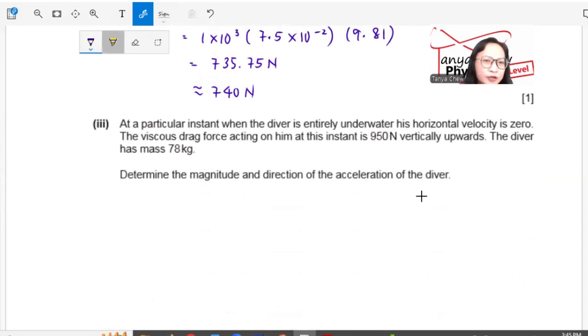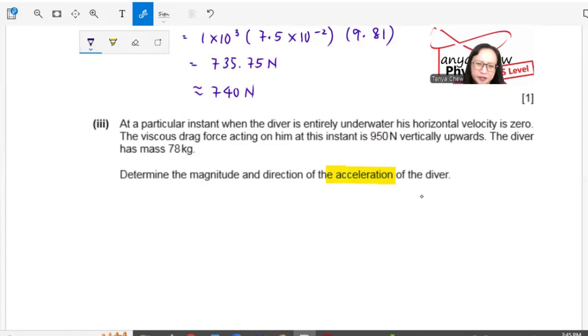If you see this type of question, magnitude and direction, whether it is a magnitude of acceleration, it is a magnitude of resultant force. Yes, exactly. You have to find the resultant force first. Then only you can determine the acceleration. Because after all, if there's an acceleration, there must be resultant force acting on the diver. So I'm going to do that. I'm going to draw it.